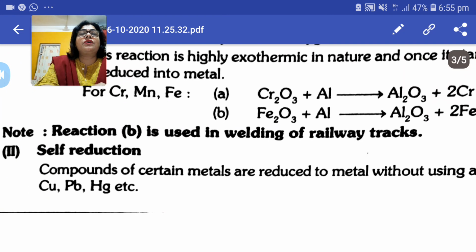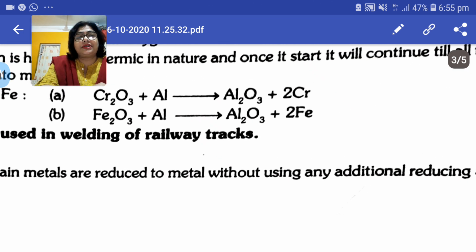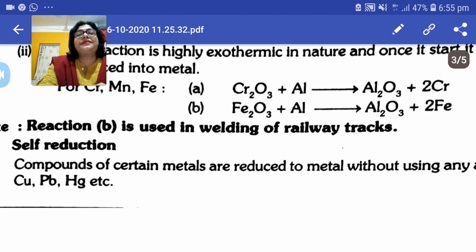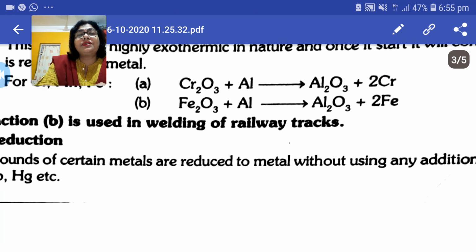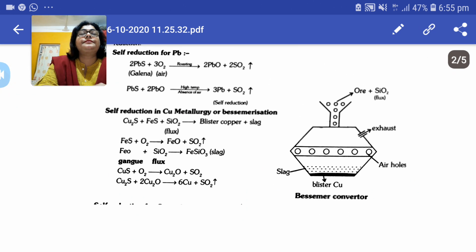Now next is called self-reduction. Compounds of certain metals are reduced to metal without using any additional reducing agents. As the name suggests, self-reduction means you need not use any kind of reducing agents. Here the metal oxides can be reduced to metal without addition of any reducing agents. So let us see some examples here.